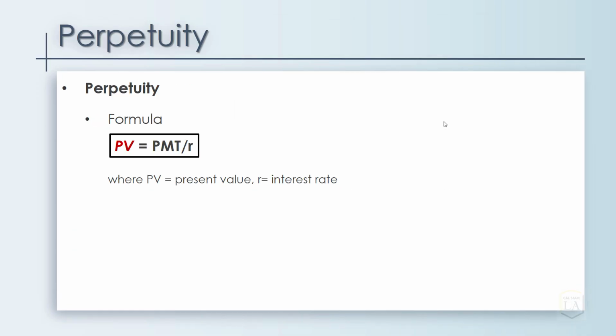The last topic for multiple equal cash flows is perpetuity. Perpetuity is all these equal payments being made forever, okay, for an infinite period of time. If that were the case, there are no calculator keys that you can use. However, there is one very simple formula that you can use. For the present value in this case, of course, there is no future value because there is an infinite period of time. But for the present value, you can just use payment divided by the interest rate, and that will compute the perpetuity for you.